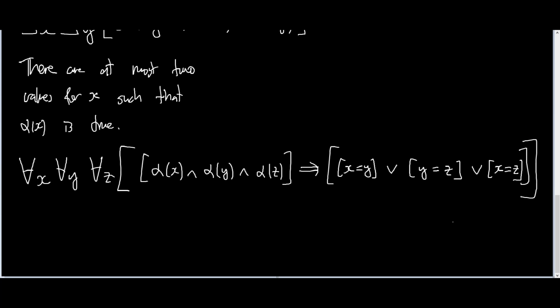That will ensure, so every time you've got three variables, if you figure out that two of them are equal to each other, that ensures that you can never have more than two values for x such that alpha x is true, right? And it's not just ensures, but is actually equivalent to that.